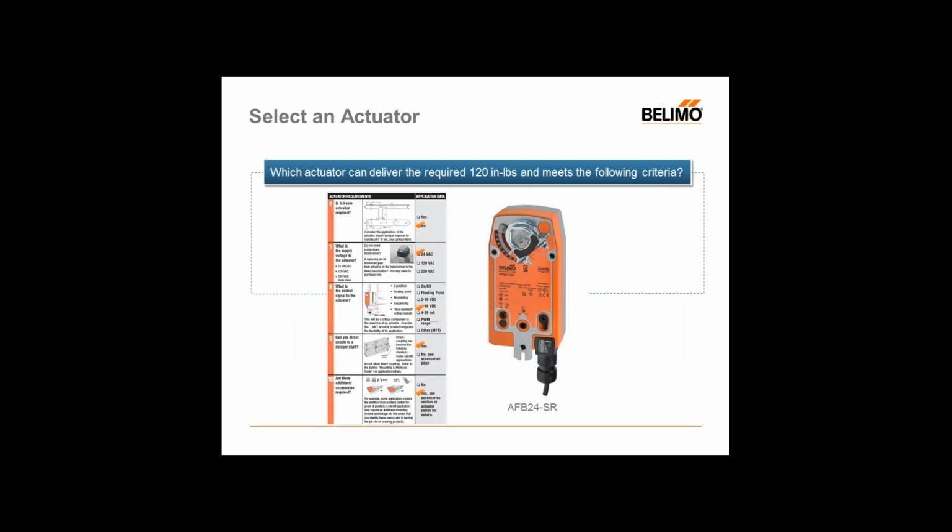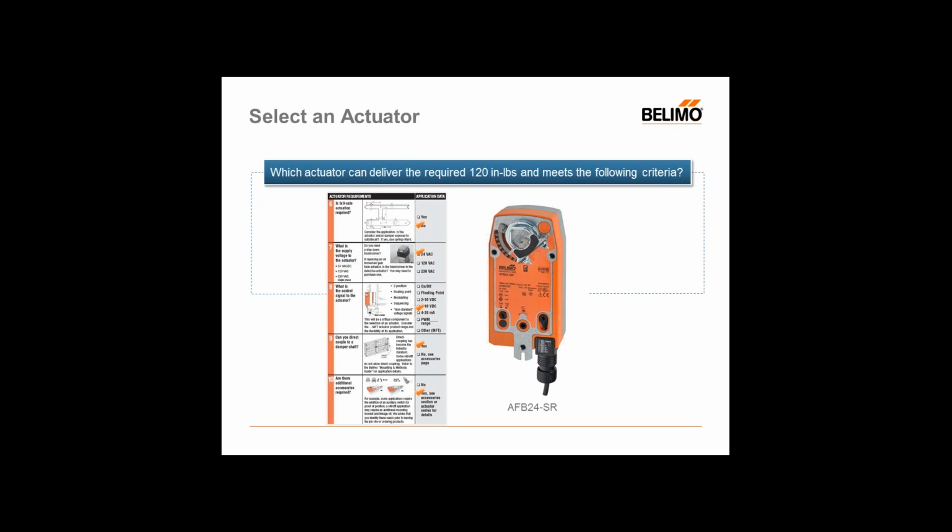Now, based on the information that we've collected, knowing that we need failsafe, we need a 2 to 10 control input, 24 volts AC, and the torque that was calculated based on the information we gathered from the damper, being 120 inch-pounds, what would fit that criteria would be an AFB24-SR. Now, the rated minimum torque is 180 inch-pounds. It has a 2 to 10 control input.